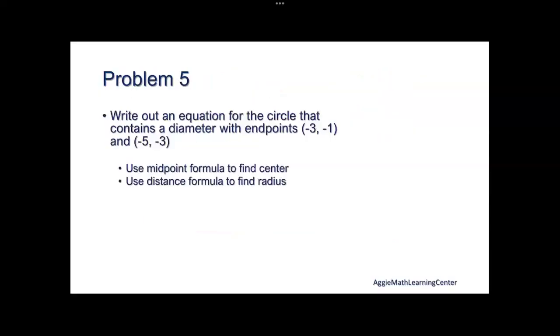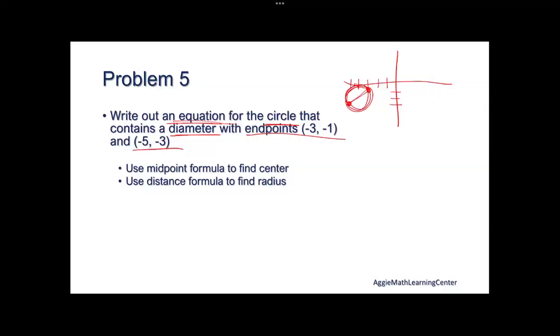Okay, this is going to be helpful when we have harder questions with circles. So we want to write out an equation for the circle that contains a diameter with endpoints -3, -1, and -5, -3. So if we graph this really quick, we have a point here at -5, -3, and we have a point here at -3, -1. So our circle is going to look something like this. Okay? We're given a diameter, not the radius.